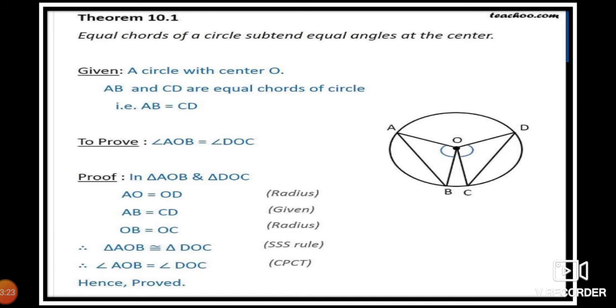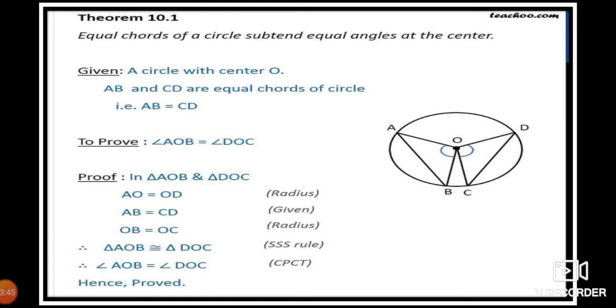Next, we want to prove. What do we want to prove here? Angle AOB equal to angle DOC. Observing the figure, students, the angles at the center are AOB and DOC. These two angles are also equal. Like that only we have to prove now. Okay, come to the proof.